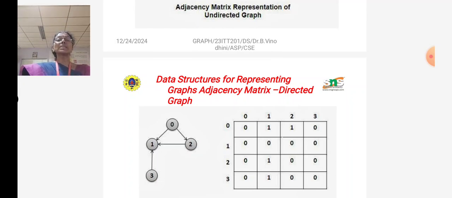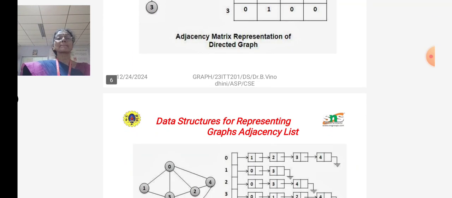Next is the adjacent of 3. The adjacent of 3 is 1. The adjacent of 0 is 1 and 2. So this is the adjacency matrix representation for the directed graph. In a directed graph, the adjacency matrix represents the adjacent nodes as the outgoing edges from that node.